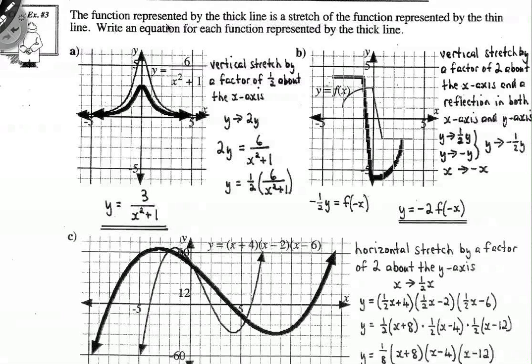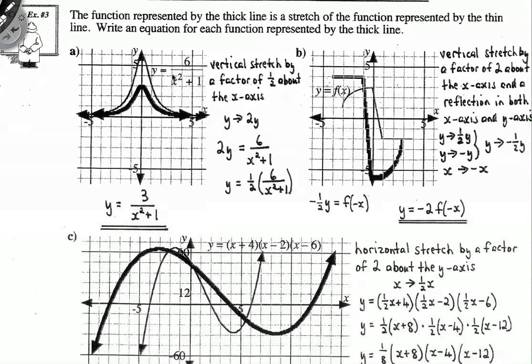Example 3. The function represented by the thick line is a stretch of the function represented by the thin line. Write an equation for each function represented by the thick line. So look at the thin line and see what's happened. Looks like it's a compression. This point, it looks like at a height of 6 has gone down to a height of 3. So it's a vertical compression.